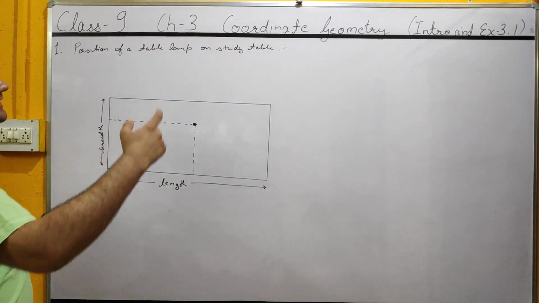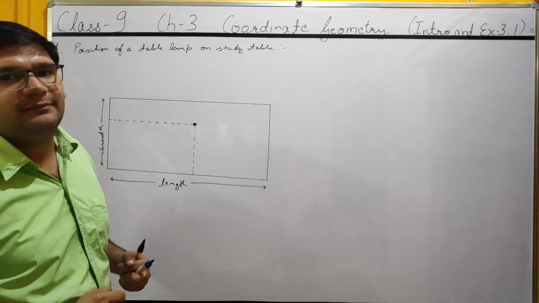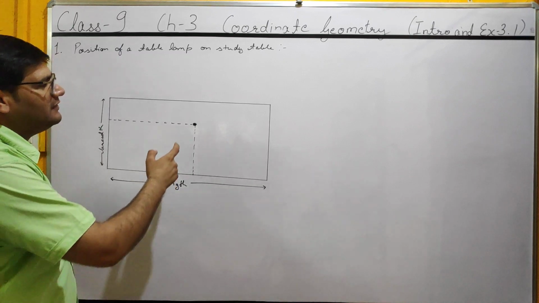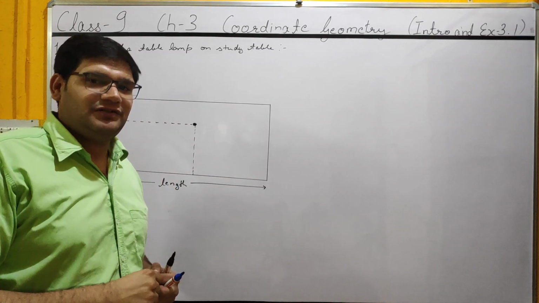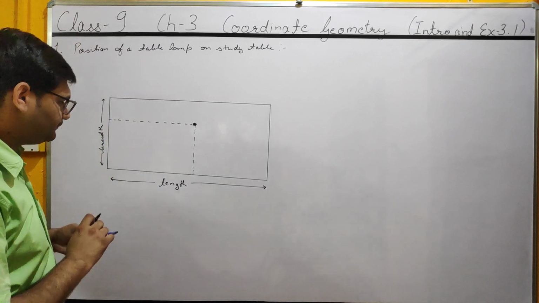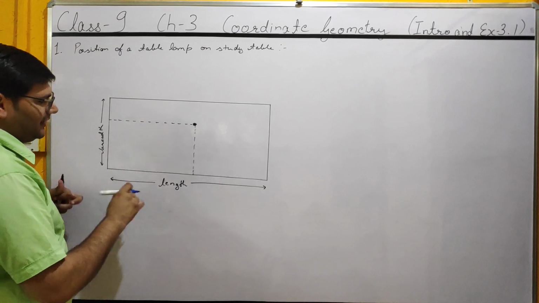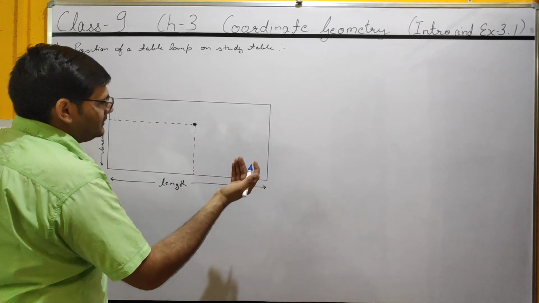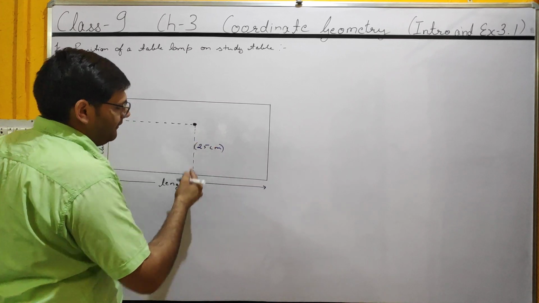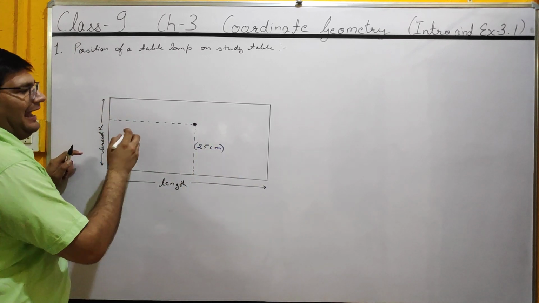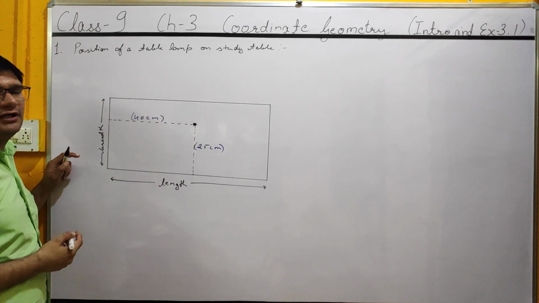Okay. Now, exercise 3.1, question number 1, position of a table lamp on a study table. We need to tell the position of a study lamp on the study table. We have done this type of question in the starting of the video only. See, this is a table, length and breadth. So we can say that this is approximately 25 centimeters away from the length, alright, and 40 centimeters away from the breadth.